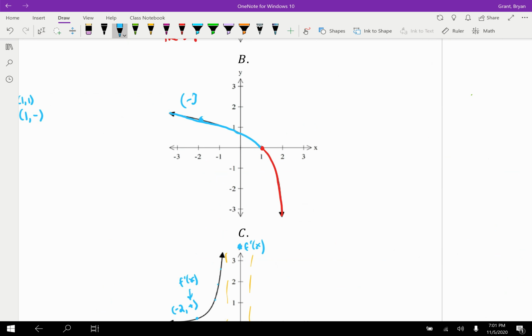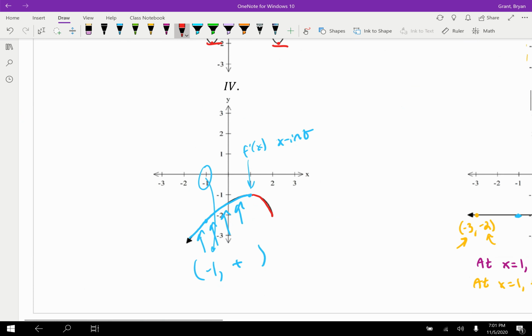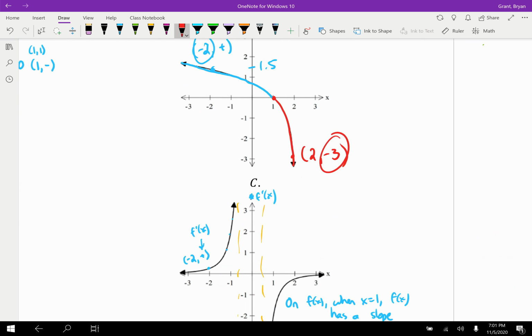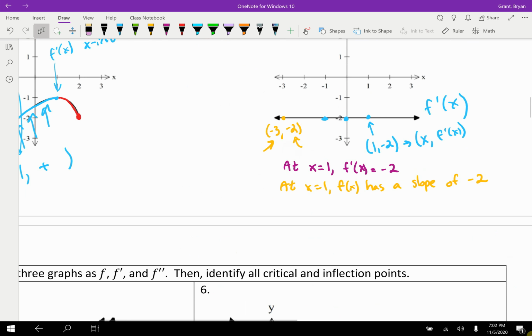This point, negative 2 comma a positive number, what is that, like 1.5 or something, is telling us that at negative 2 on the original graph, there is a positive slope. Versus this red one down here, we'll look at 2, right, 2 comma negative 3. This is telling me that at 2 on the original graph, there is a slope of negative 3, a negative steepness.